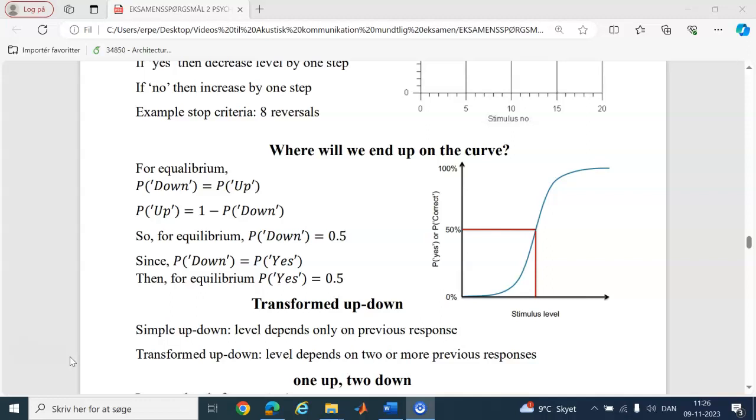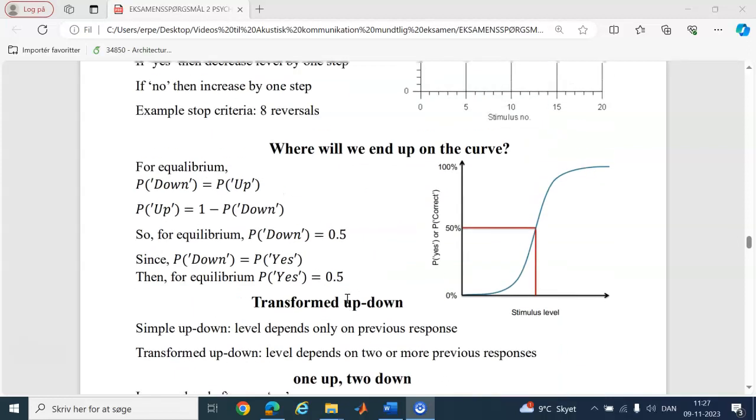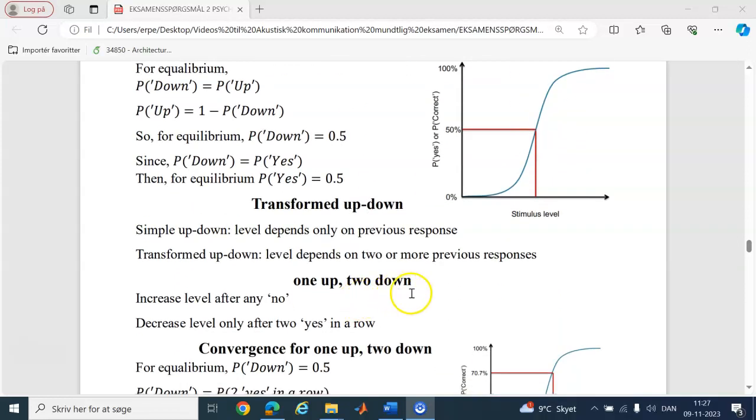Of course, it is like that, 50%. Transformed up down. Simple up down level depends only on the previous response. So for simple up down, it should be 50%. Transformed up down levels depend on two or more previous responses.